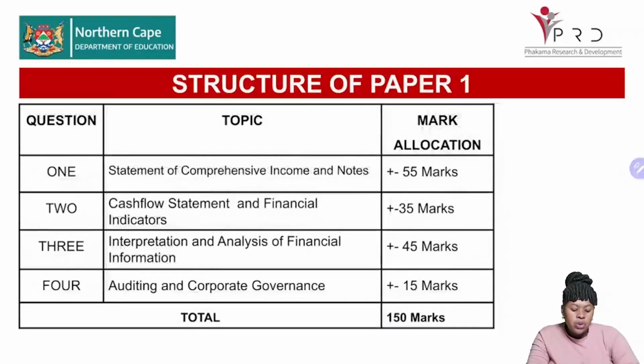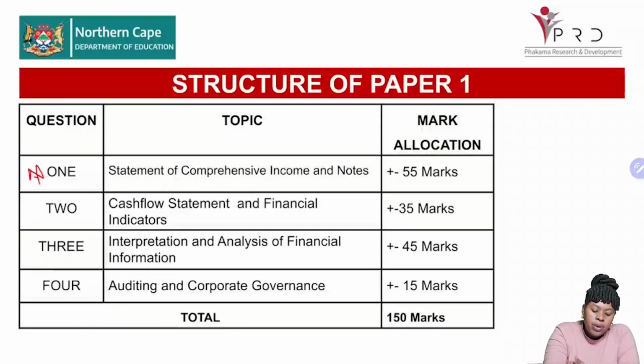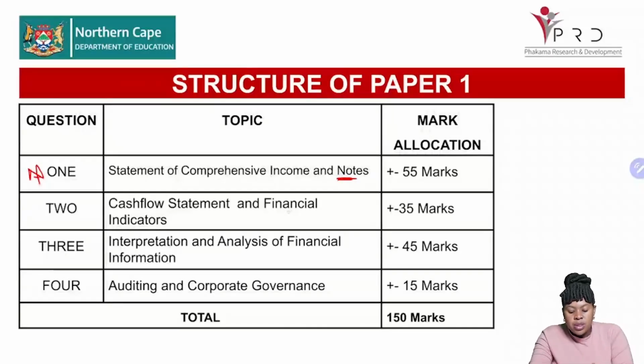Now, a different approach, or the different way they can actually test your question one, can be your statement of comprehensive income with the notes. So you have to know all your notes when you are dealing with financial statements. And as I've already highlighted, your question 2, 3, and 4 will remain the same. It will be the cash flow statement and financial indicators, your interpretation and analysis of financial information, audit, and corporate governance. So that will remain the same. And the total, obviously, as I've highlighted, is 150.